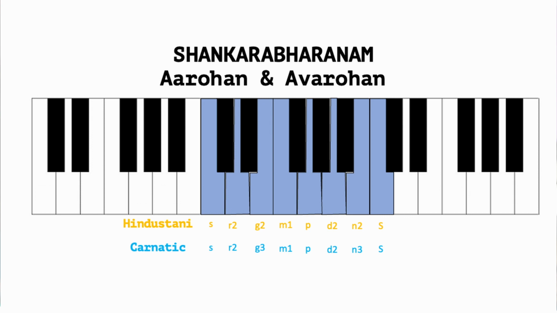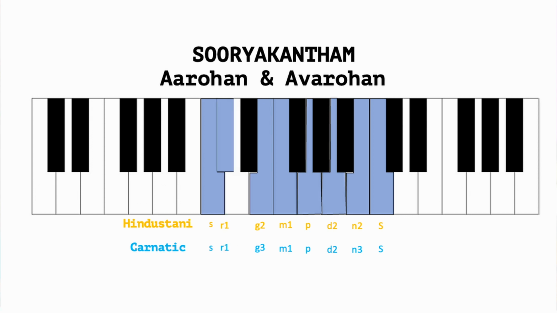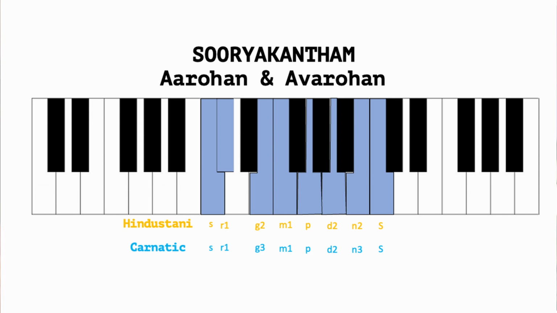Now Vasantha is a Carnatic raga and it is derived from the parent Sooryakantham. Sooryakantham is straightforward. You take Shankarabharanam or the major scale or Bilaval and just flatten the re. Sa re ga ma pa dha ni sa sa ni dha pa ma ga re sa. Just the re is flat compared to Shankarabharanam.